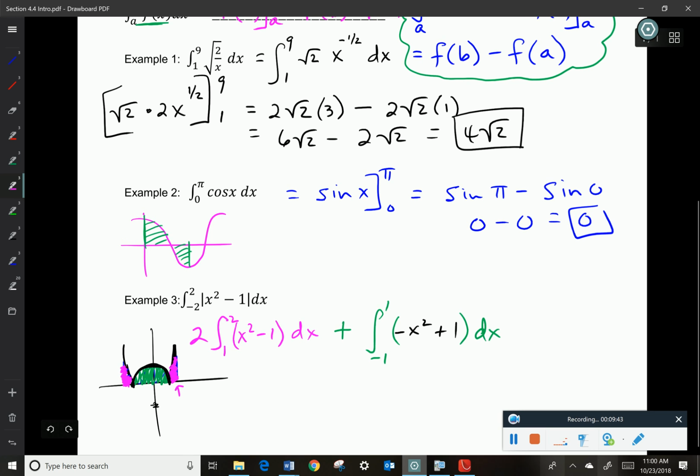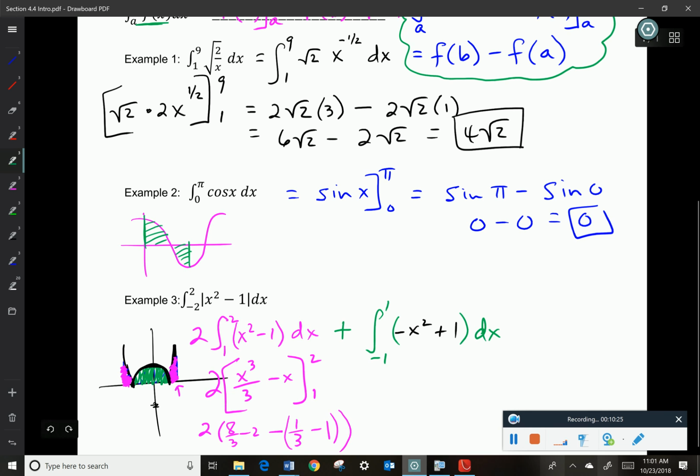So just to finish that, over here I would have x cubed over 3 minus x. I'll evaluate that from 1 to 2, and then I'll multiply that whole thing by 2. If I plug in the 2, it's going to be 8/3 minus 2. And then minus, if I plug in the 1, that's going to be 1/3 minus 1. But remember, I'm subtracting this whole thing. I can do that math. That'll give me the pink part.